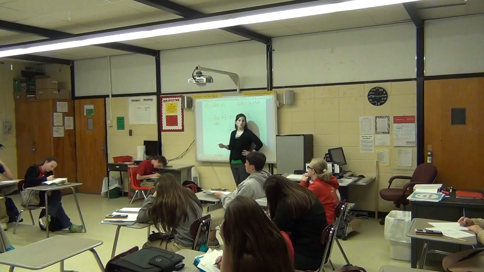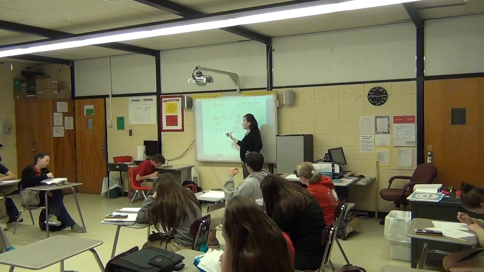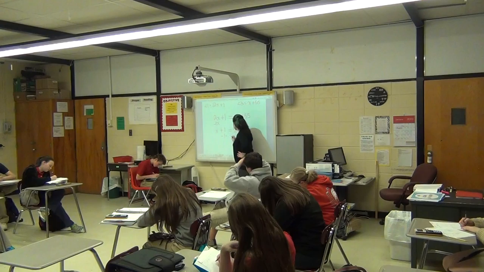So 2x minus x is what? x. Because if it's 2 minus 1, that equals 1. And I don't have to put a 1 in front of an x because it's understood to be there. Okay? So x, and then bring down your plus 1.